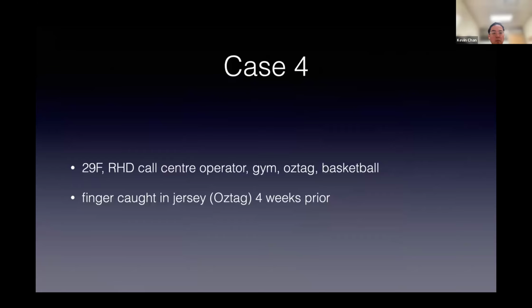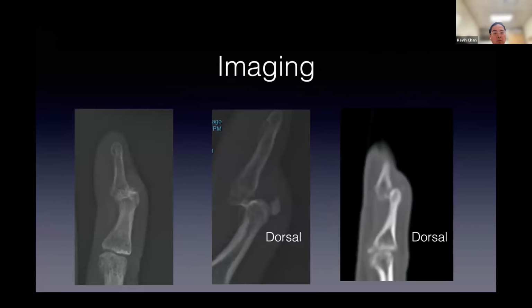Case 4, again, a 29-year-old right-handed call centre operator who enjoys going to the gym. OzTag, which is a kind of touch rugby. We have to grab the tag off the other player's pants. She injured her DIP joint playing OzTag 4 weeks prior to presentation. The imaging demonstrates, the radiographs are more illustrative. So she's got a volar dislocation of the DIP joint with a mallet fragment.